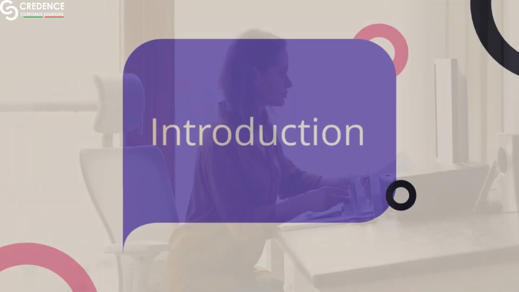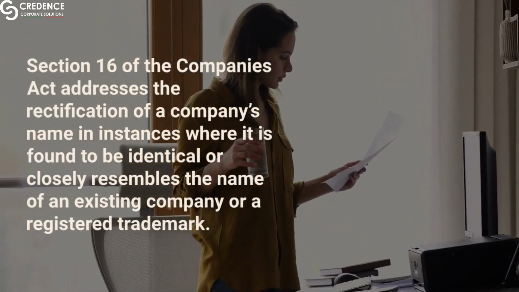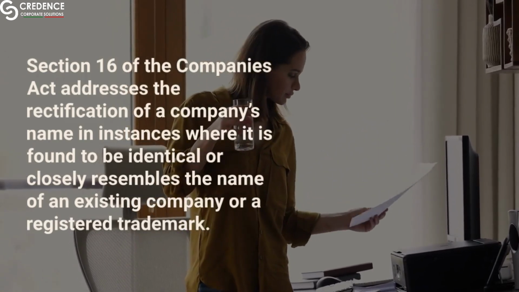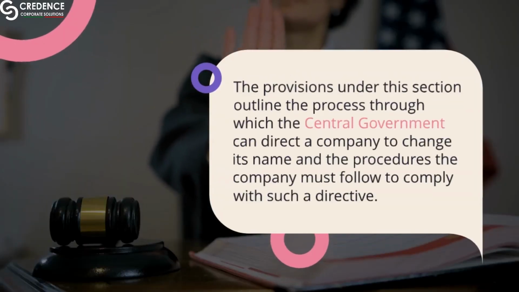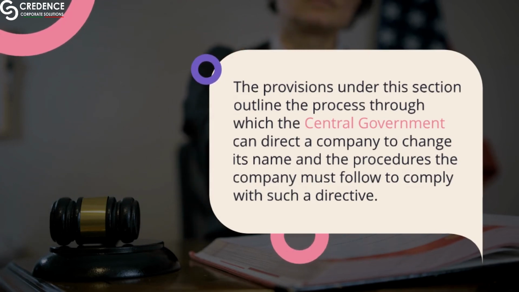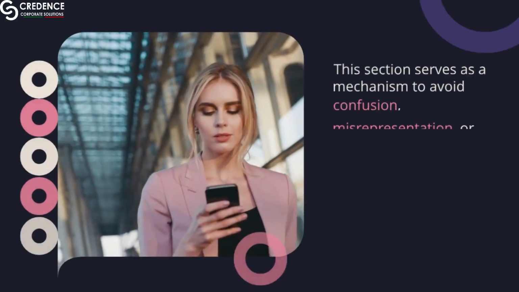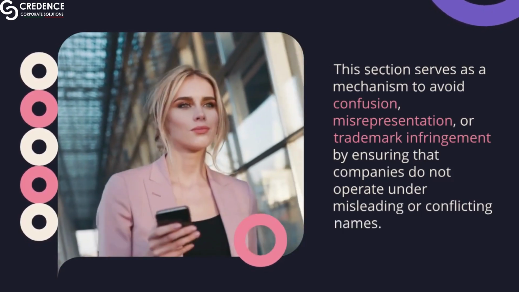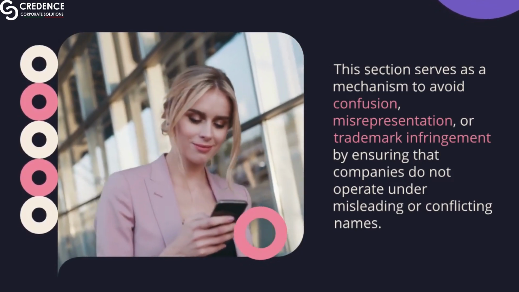Introduction. Section 16 of the Companies Act addresses the rectification of a company's name in instances where it is found to be identical or closely resembles the name of an existing company or a registered trademark. The provisions under this section outline the process through which the central government can direct a company to change its name and the procedures the company must follow to comply with such a directive. This section serves as a mechanism to avoid confusion, misrepresentation, or trademark infringement by ensuring that companies do not operate under misleading or conflicting names.